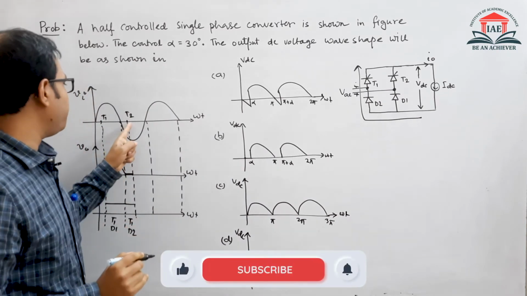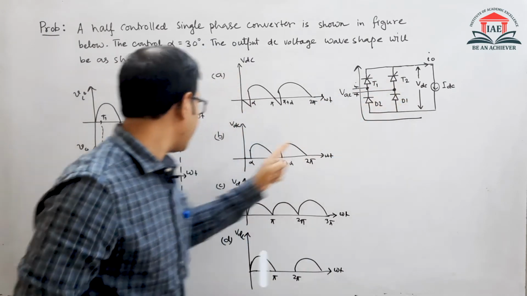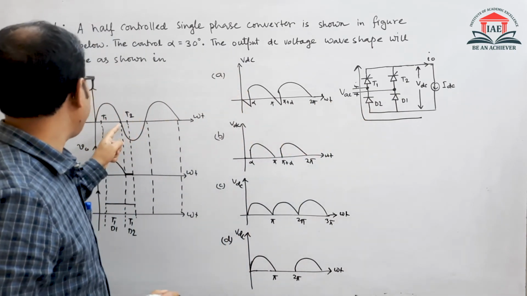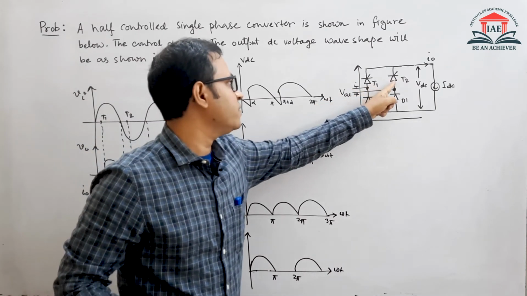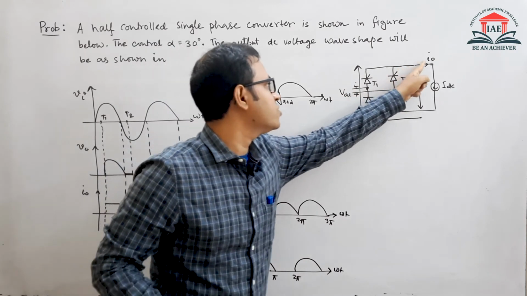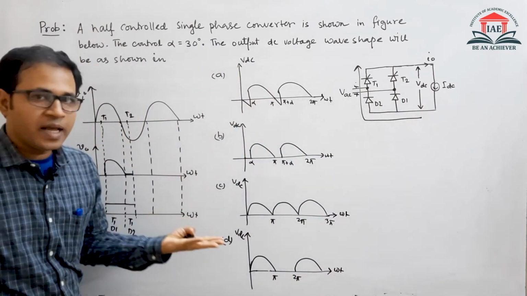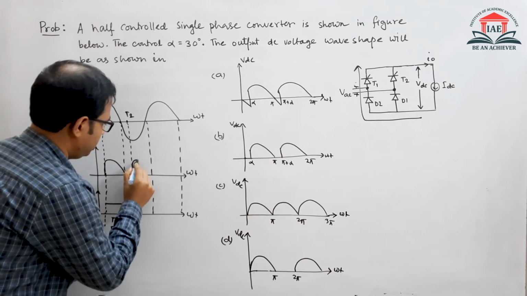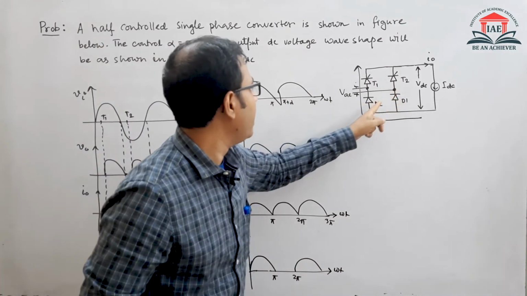Now what will happen from pi plus alpha to 2 pi? We see T2 is forward biased from the pi point, but we have not triggered it yet, because it will be triggered at pi plus alpha only. So when we trigger T2, T1 will turn off, because the reverse voltage will appear across T1. This positive voltage will appear here, and through D2 the negative voltage will appear here. That means though the input polarity is altering, the output voltage will be this one, right? And here the conduction will go to T2 and D2.